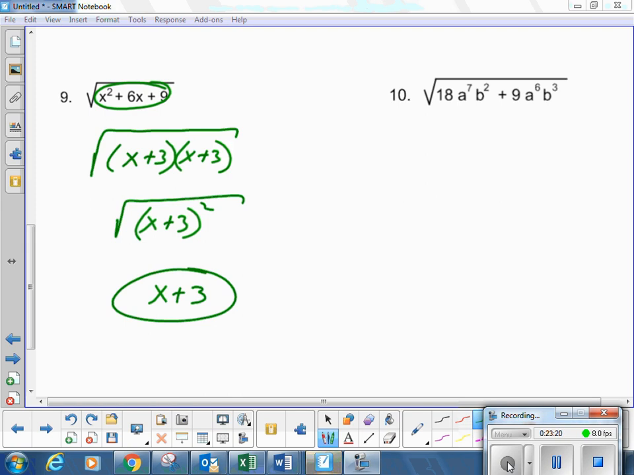On number 10, I have the same deal going on. They are two terms that are added to each other. I cannot break this into two separate radicals. So I'll try to factor it. So let's see what I can do with that.